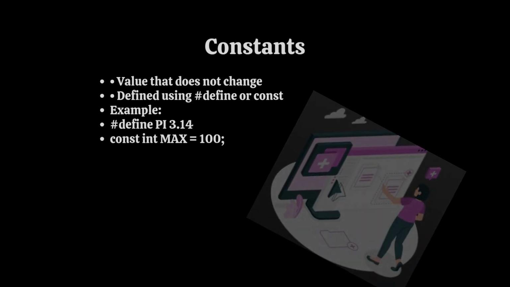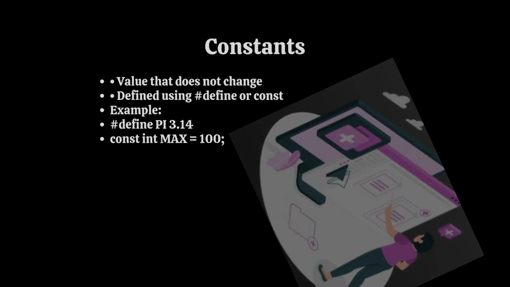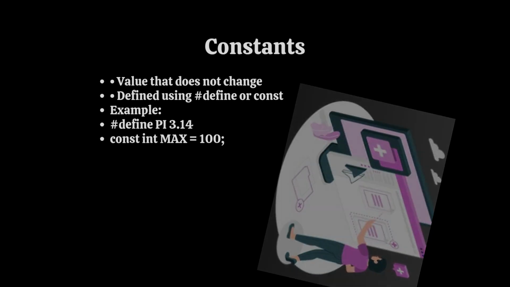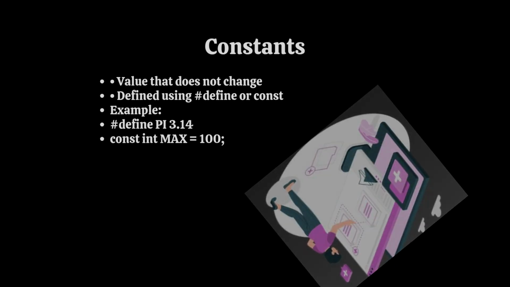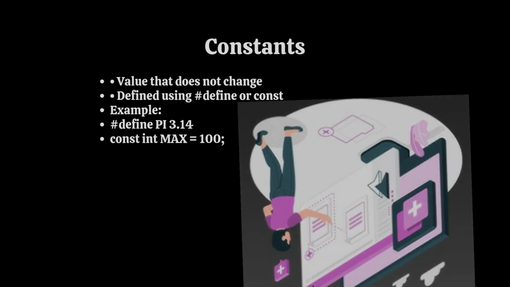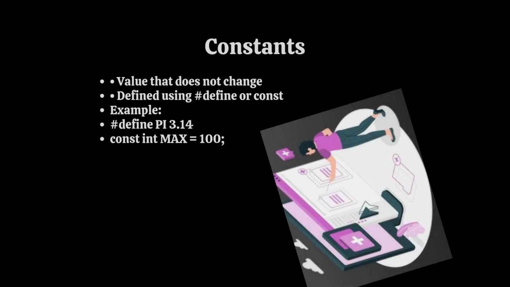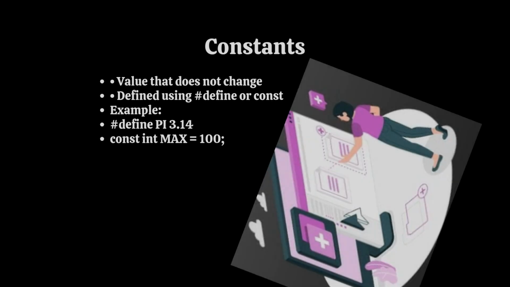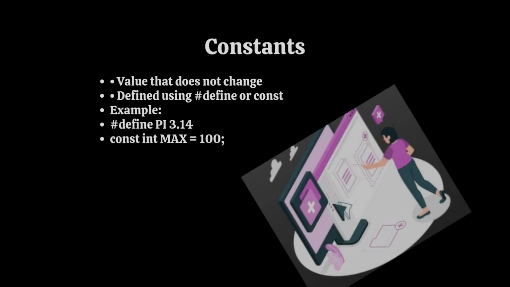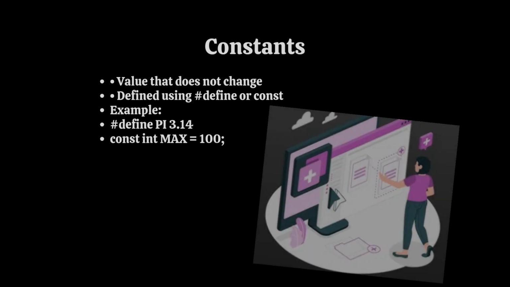Our next topic is constants. Constants are like lock boxes. Once you set a value, you can't change it. For example, if pi is 3.14, it'll stay that way forever. You can use #define or const to create constants in your program.